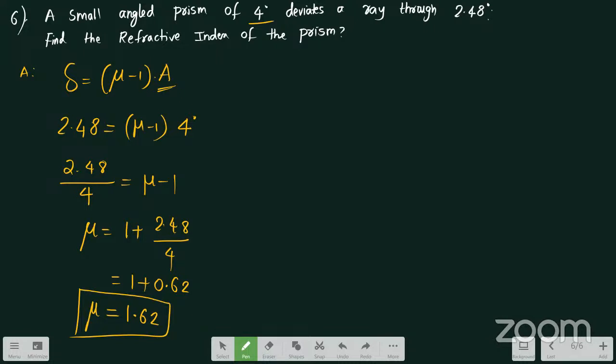So this is an important question from ray optics. By this, we finish the entire syllabus required for scoring 60 out of 60 in second year physics.